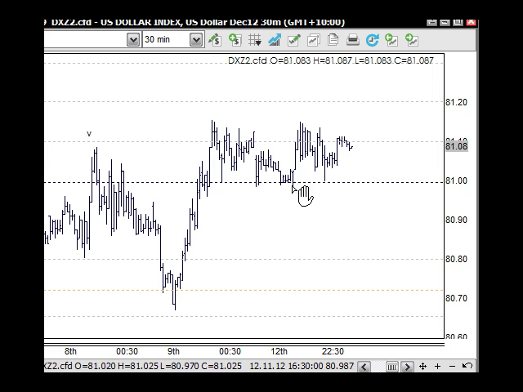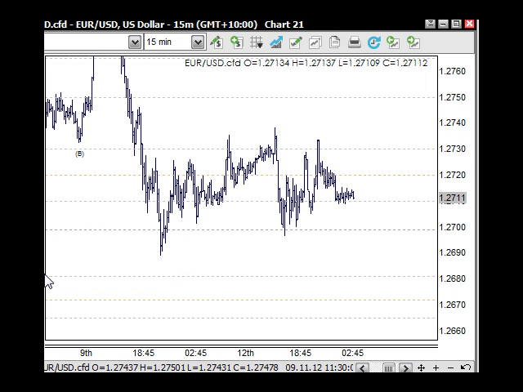This move through here appears to be corrective, so I would expect a new high to be made up through here. So there's a bias for further upside here, and you'd need to be long on the US dollar on this side and short on the euro on that side. So if we have a look at the euro, see what that's up to.